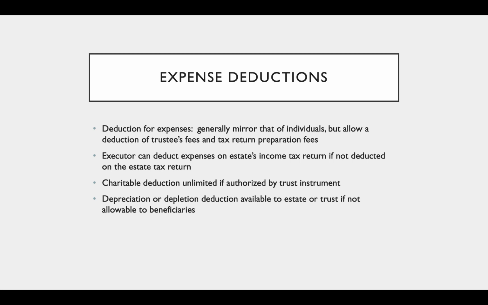So an estate will have an income tax return depending on how long the estate is open, and an estate tax return, again, depending on how large the estate is. So the executor of the estate can collect all the expenses of administering the estate and can decide where to deduct them, the estate income tax return or the estate tax return. A charitable deduction is unlimited if it's authorized by the trust instrument, and a depreciation or depletion deduction is available to the estate or trust if not allowable to the beneficiaries.